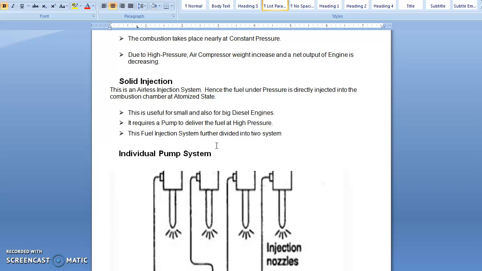Let us discuss the next one, airless or solid injection. In the airless injection method, the fuel under high pressure is directly injected into the combustion chamber. It burns due to the heat of compression of the air. This method requires a fuel pump to deliver the fuel at highest pressure. This method is used for all types of small and big diesel engines. As I told you previously, this airless or solid injection is again subdivided into two types: the individual pump system and the common rail system.